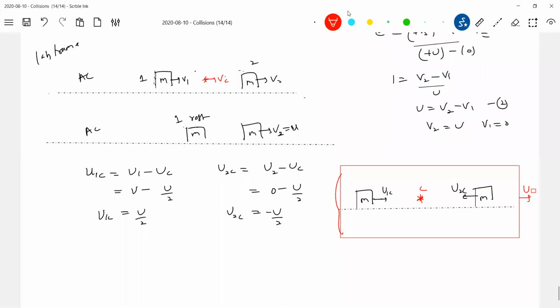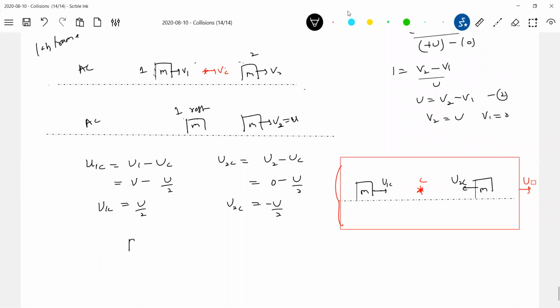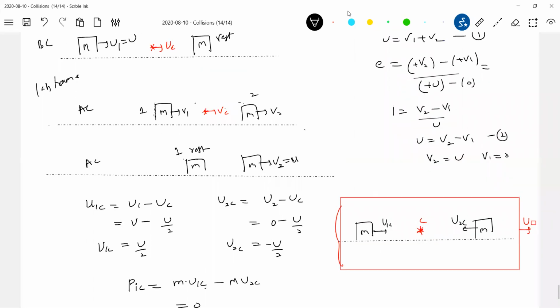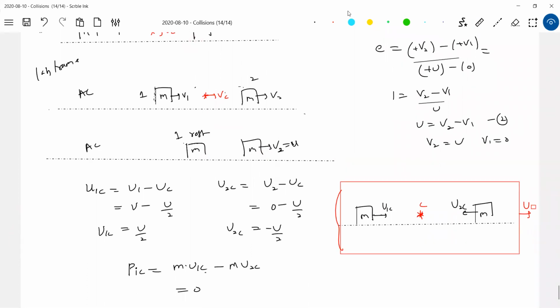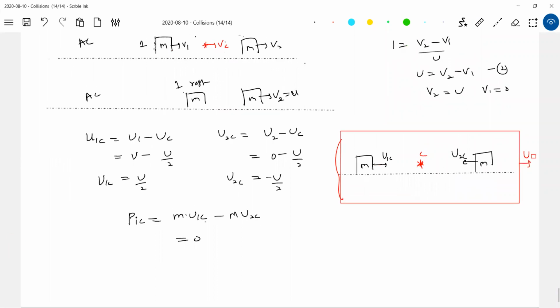We'll calculate momentum with respect to center of mass. Initial momentum with respect to center of mass is M1 U1C minus M U2C. So they should be equal to 0, no? In the ground frame, 2 is at rest and 1 is approaching it. After collision, 1 will come to rest and 2 will move with the velocity of 1. But in the center of mass frame, what happens? They are approaching each other with the same speed U by 2. They'll collide. Okay, after collision, let's see what will happen.